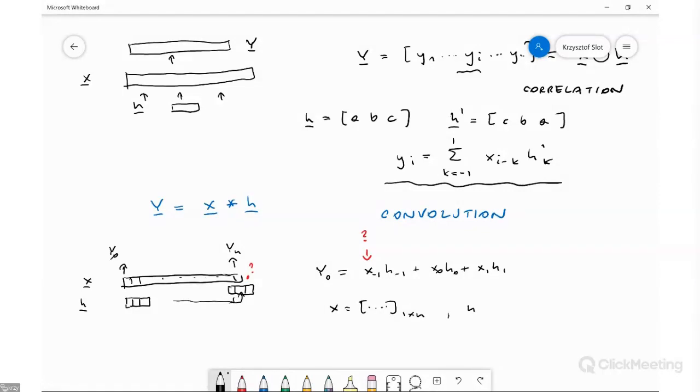And I also have a filter. It's assumed that it has 2r plus 1 elements. A reasonable thing is that the filter should be symmetric, so it should have an odd number of elements, like 3 or 5, because I would like to center it at some location. I would like my left and right tails to have exactly the same length.